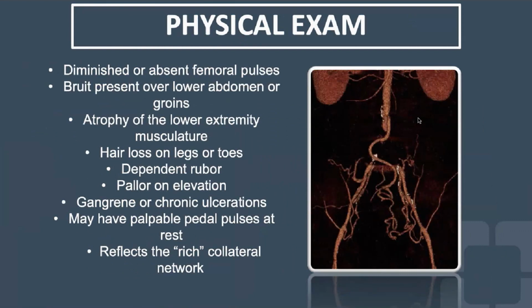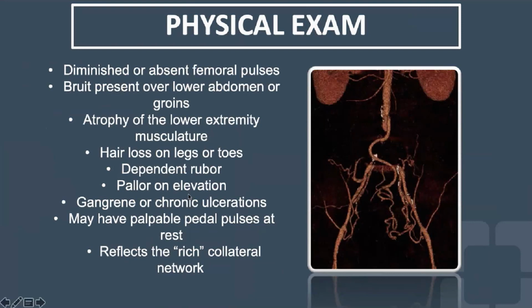The physical exam is similar, can be a little different, but you typically have diminished pulses. Typically, these are diminished femoral pulses, a little more proximal. There may be a bruit present over the lower abdomen or the groins if you listen with your stethoscope. These patients who have had chronic occlusive disease may have atrophy of the lower extremity musculature, hair loss in the legs and toes, and, as we talked about earlier, dependent rubor. We showed that video a moment ago, and pallor on elevation.